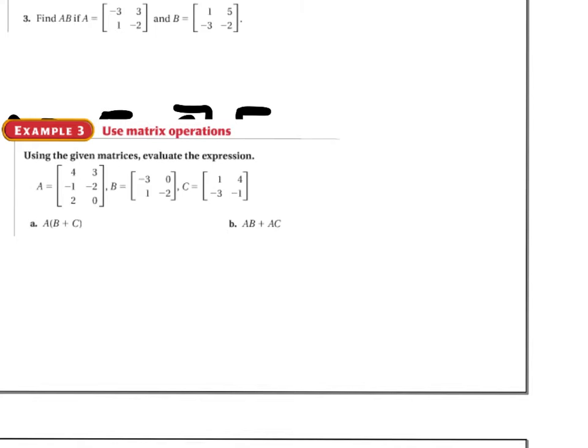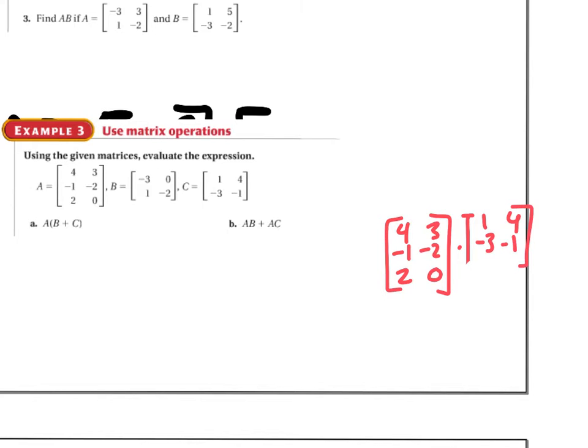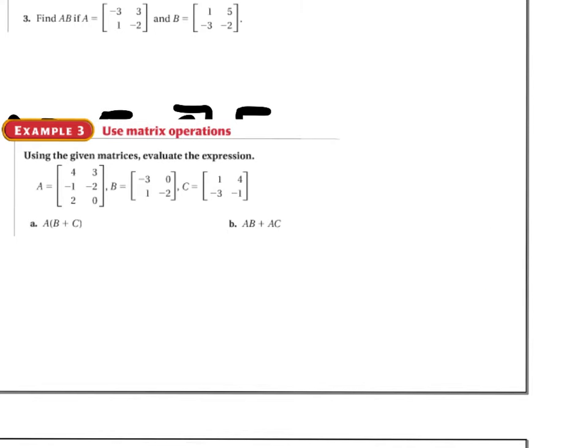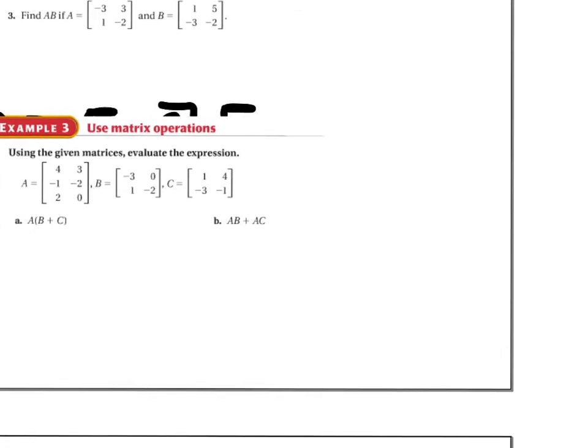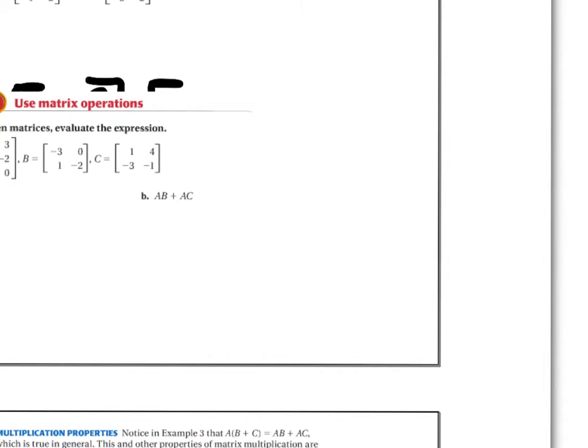And I will do A, which is 4, negative 1, 2, 3, negative 2, 0. Remember, you can skip ahead of me. And C is, whoops, not that big, a 2 by 2. These all work, by the way. 1, negative 3, and 4, and a negative 1. And we can check this. Again, this is a 3 by 2. This is a 2 by 2. And so my answer will be, I'm just going to move this over for now, a 3 by 2 matrix.